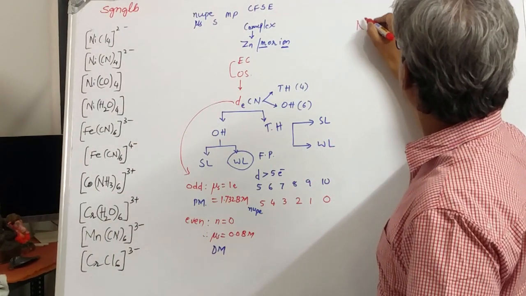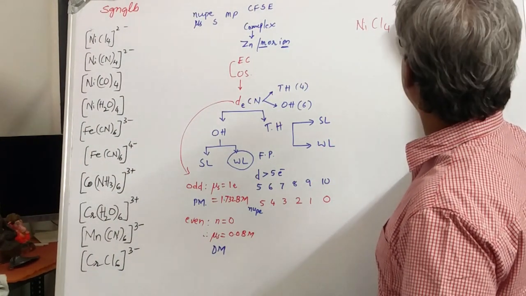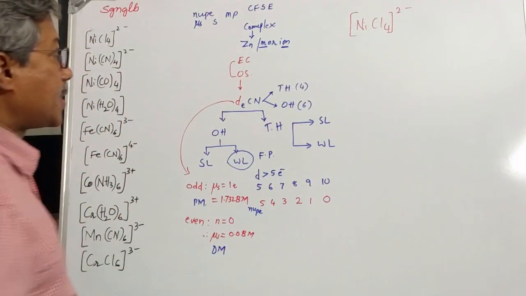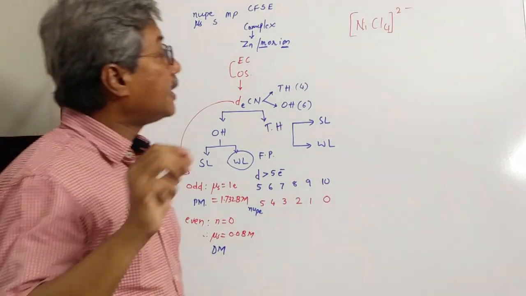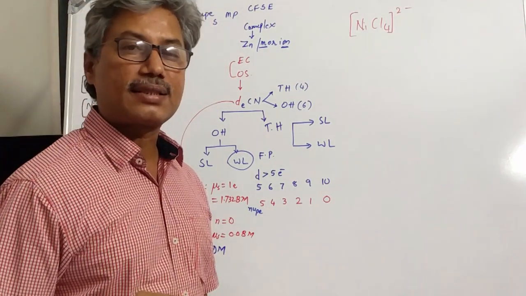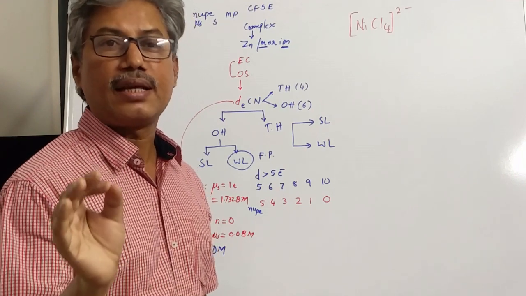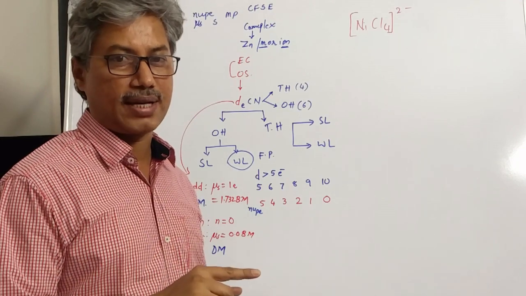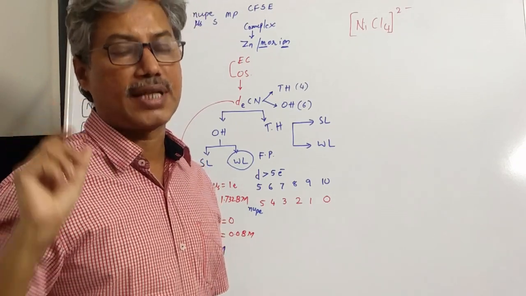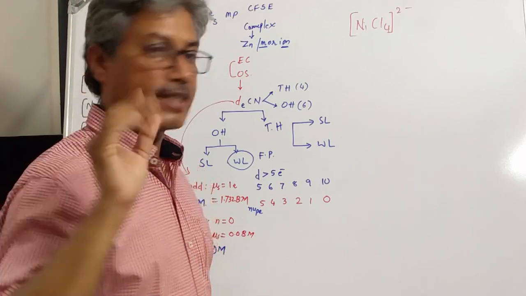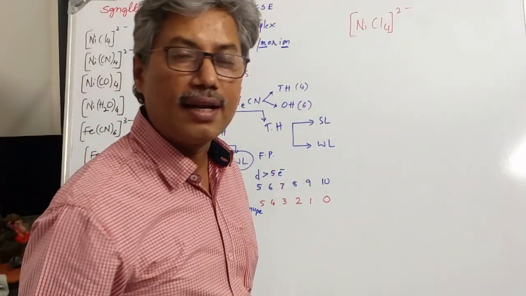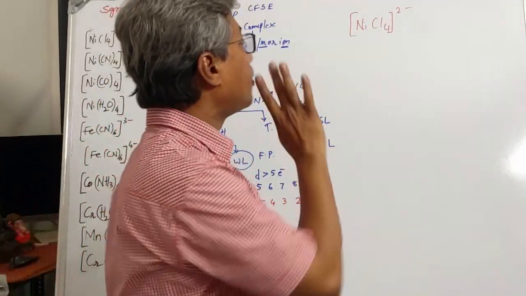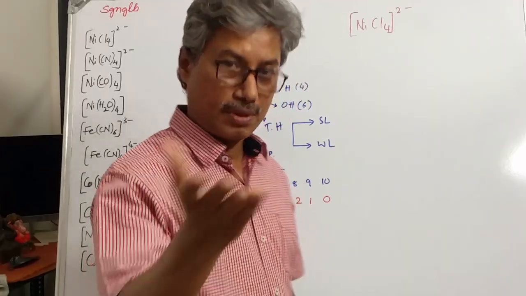It is NiCl4 2-. Remember, students, the charge on the complex will give you the hint regarding the oxidation state of the metal atom or ion. Just reverse the charge sign. For example, what is the oxidation state of nickel? Just look at the charge on the complex. It is -2. Change the sign. That will be the oxidation state of nickel. It is +2.